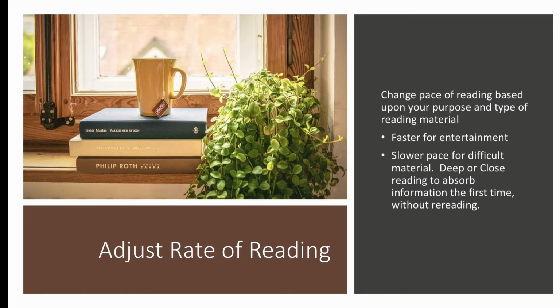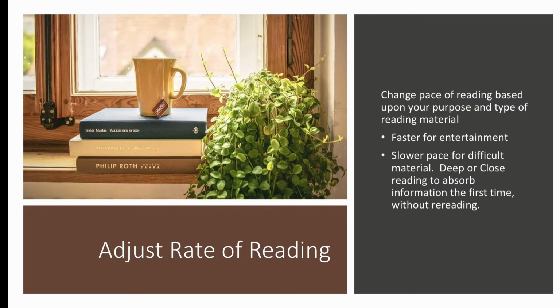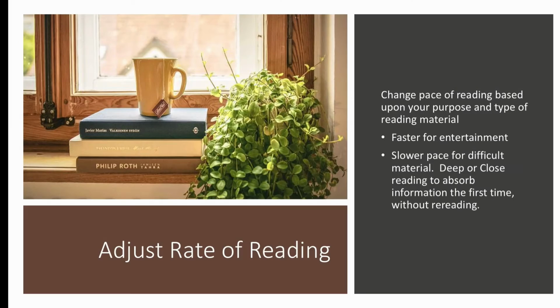So the first one is adjust your rate of reading. You don't read everything at the same speed. So you change your pace of reading based upon your purpose and type of reading material. If it's something very easy, or if you're just picking up a book, or let's think about a magazine, right? And you're just reading it for entertainment, you just kind of go pretty fast.